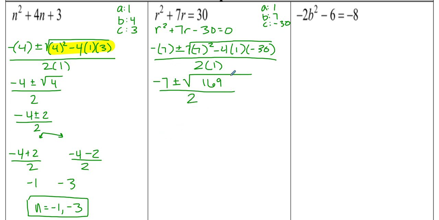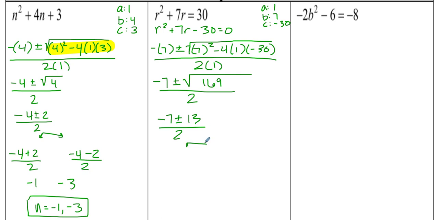So 169, can we square root that? This is where you just want to play around on your calculator a little bit, but if you remember your perfect squares up to some of the high teen numbers, you can tell that this is actually 13. So we're going to do negative 7 plus or minus 13 all over 2.